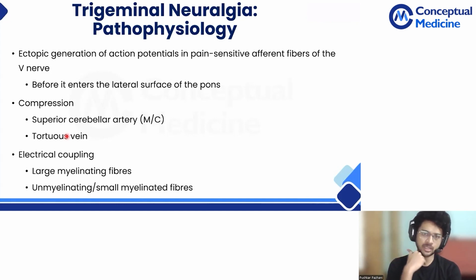So this electrical coupling is the pathophysiology of trigeminal neuralgia, and it is usually supposedly because of some sort of neurovascular compromise, where there is some vessel sitting over the trigeminal nerve and causing this abnormal electrical coupling. The most common vessel implicated in this neurovascular compromise is the superior cerebellar artery. Next most common is usually some sort of tortuous vein. And that is why for medically refractory trigeminal neuralgia, the treatment of choice is a microvascular decompression, usually of the superior cerebellar artery.